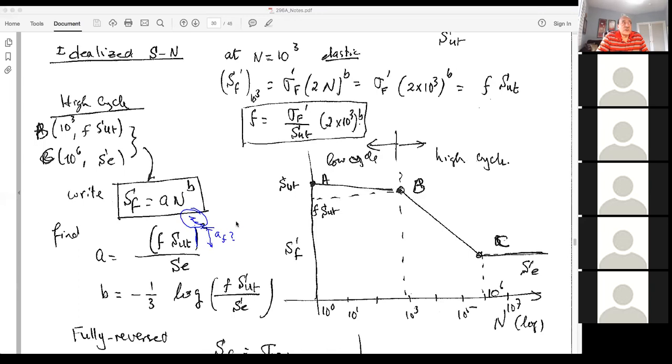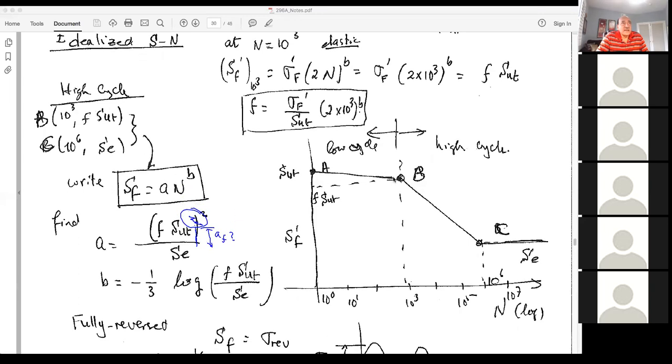So for the high cycle fatigue side, which is B to C, we write S equals A times N to the power B. These are different B's and different A's from before. A and B, you just find by solving the straight line through the coordinates B and C, and the result is given to us. A is given as (F S ultimate) squared over S endurance, and B is minus 1/3 log to the base 10 of F S ultimate over S endurance.